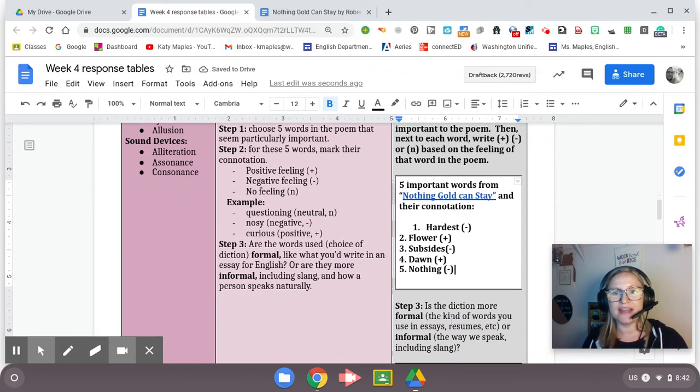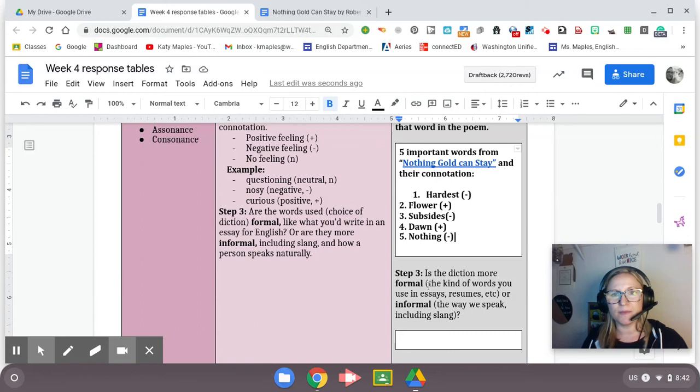We just kind of looked at that. Now, the next thing that you need to think about is, is the diction more formal? Is Robert Frost using words that you could use in an English essay or in a resume, or is it more like slang? Like later we're going to be reading a poem called Mother to Son, where it has things like, I've been a-climbing on, son, I've been turning corners, like talking more like how you would actually speak.